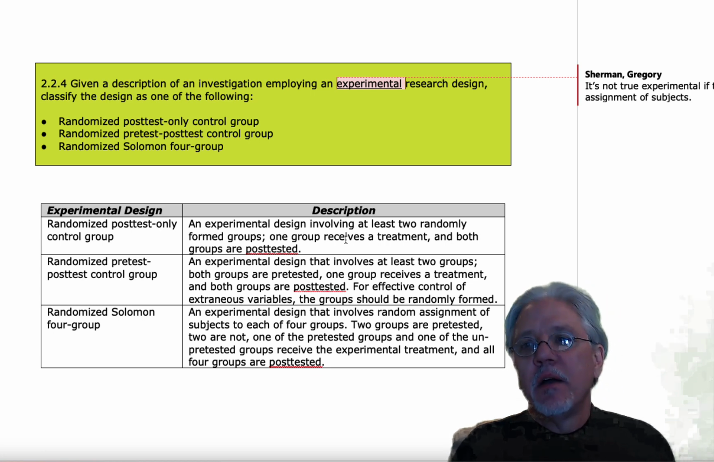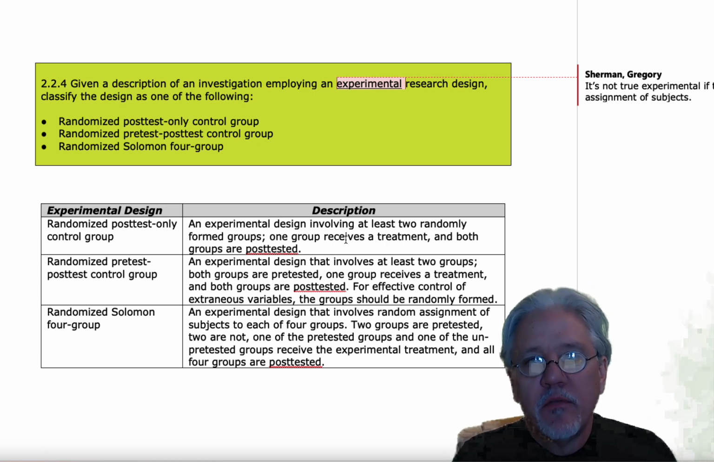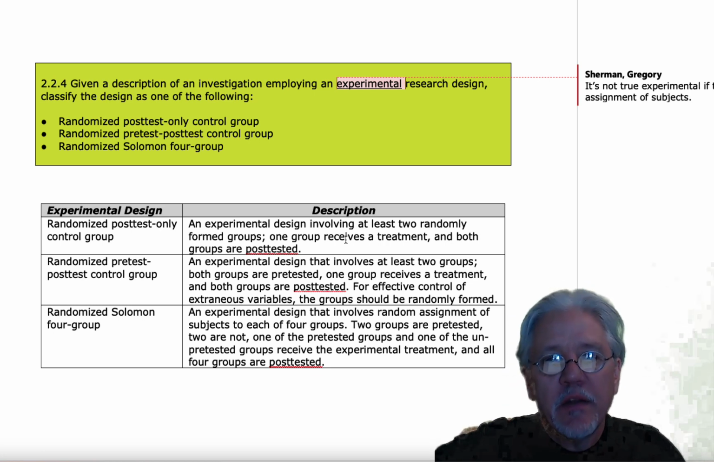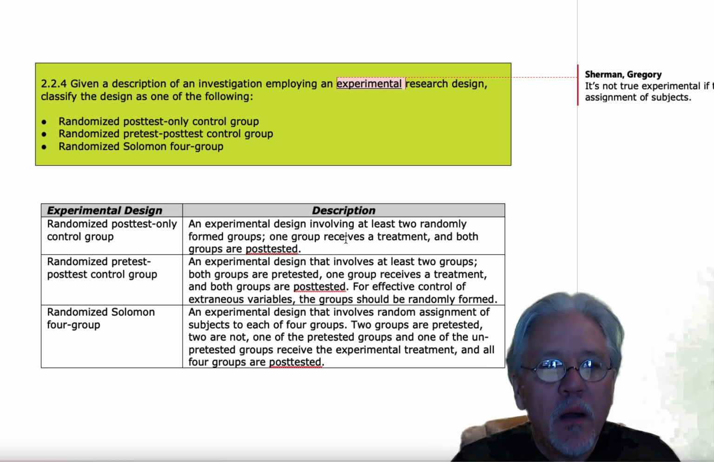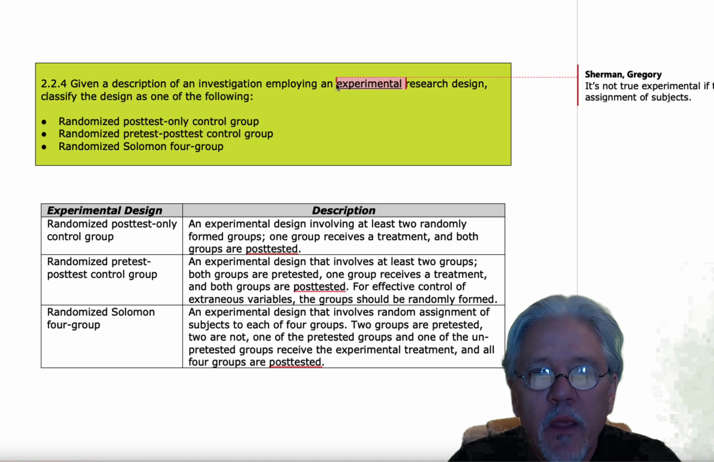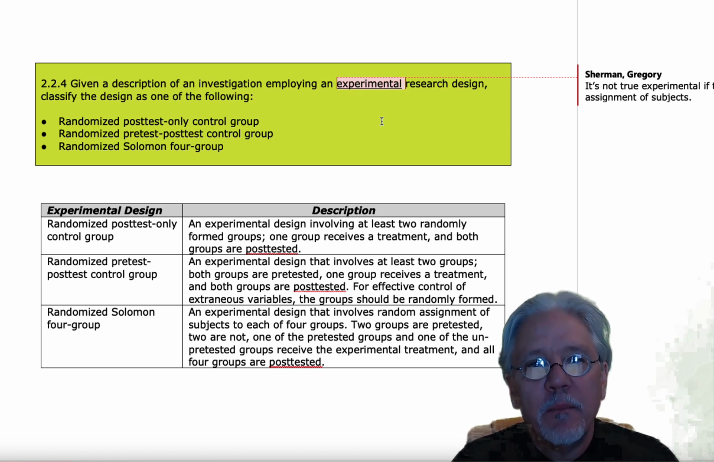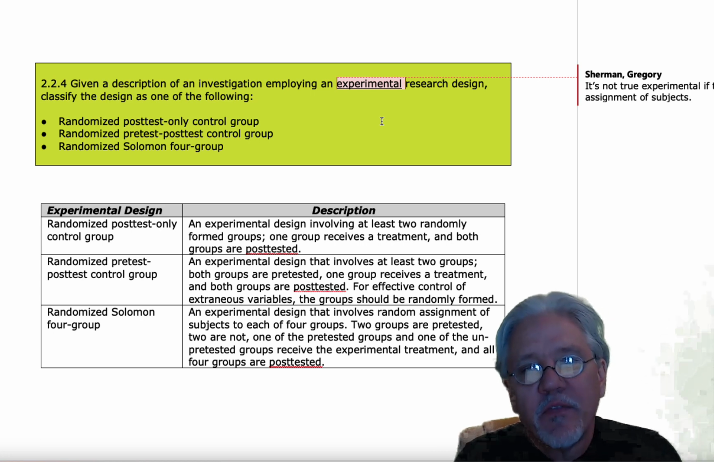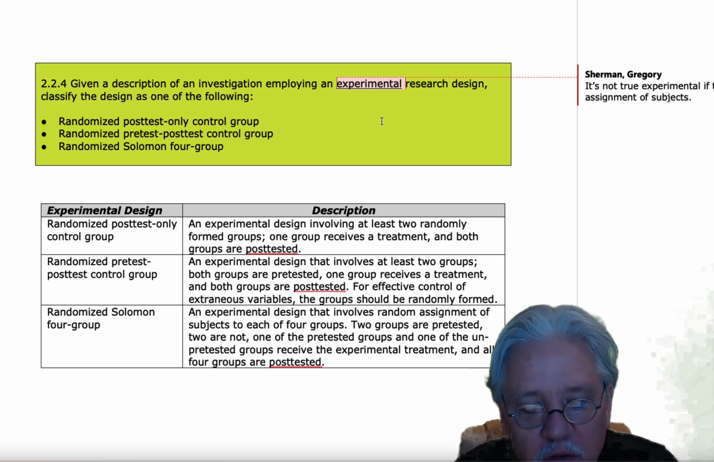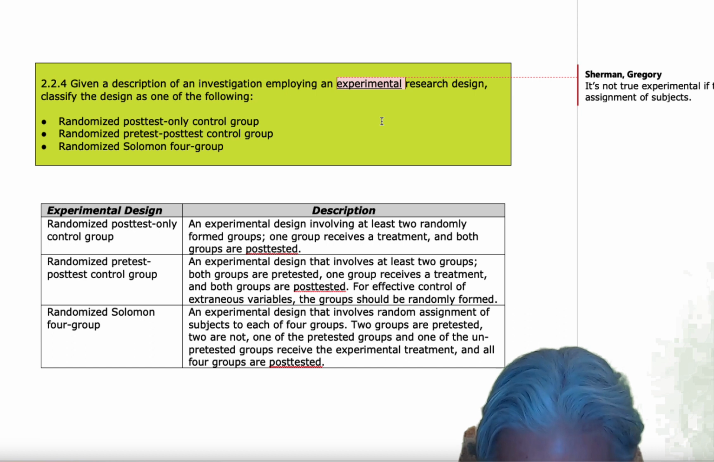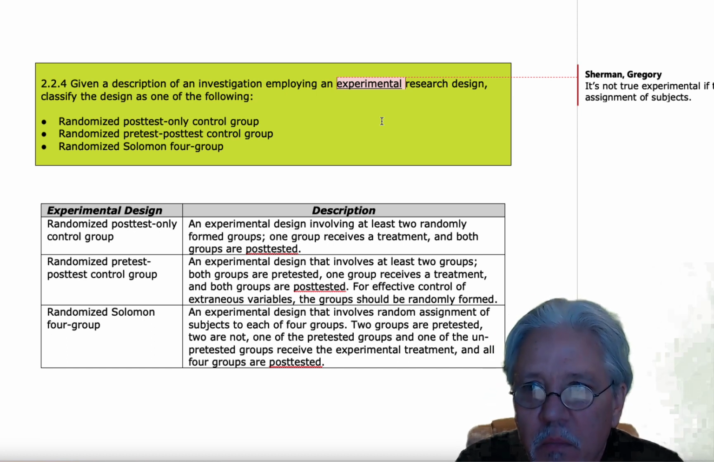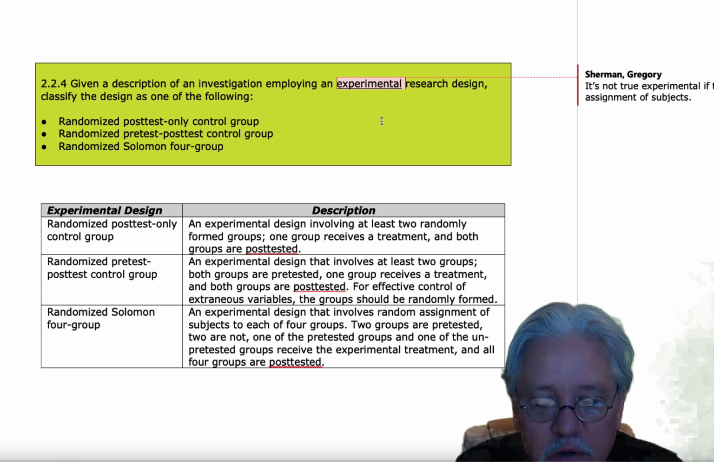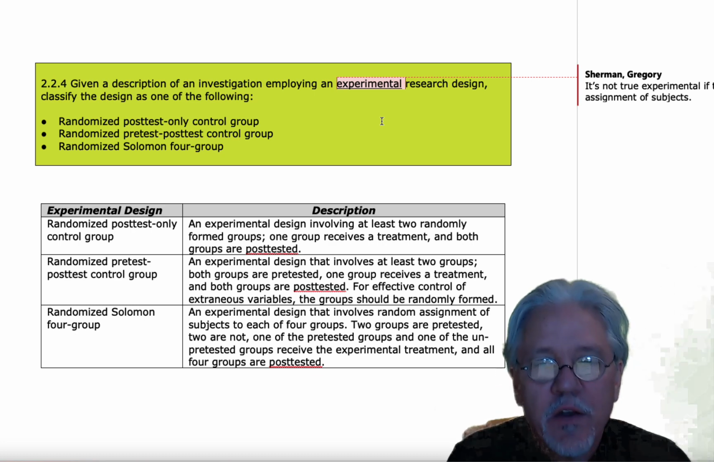And speaking of sampling and assignments to experimental groups, on 2.2.4, you're asked to identify or classify different types of positivist research models, and the key to an experimental model is that there's random assignment.